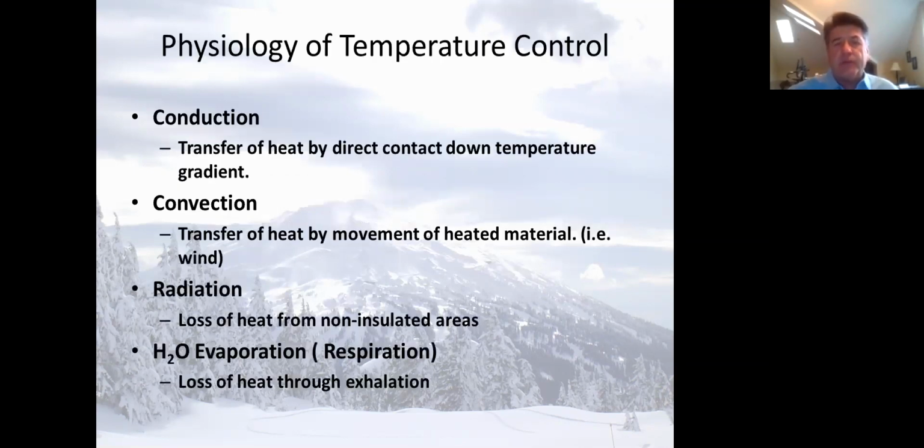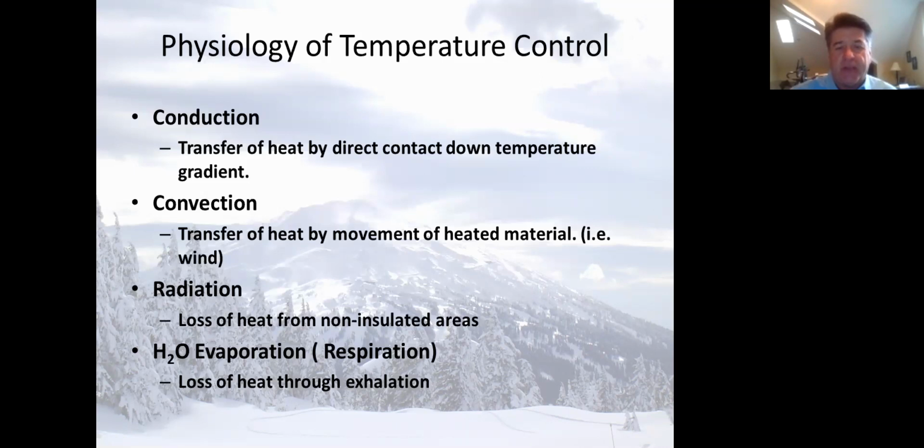Now, how do we lose temperature? This same slide, when I give a talk on heat-related illness, meaning heat exhaustion, heat stroke, I use the same slide. There are 4 ways to lose heat. Conduction is the transfer of heat by contact down a temperature gradient. I'll show you what that means in just a minute.